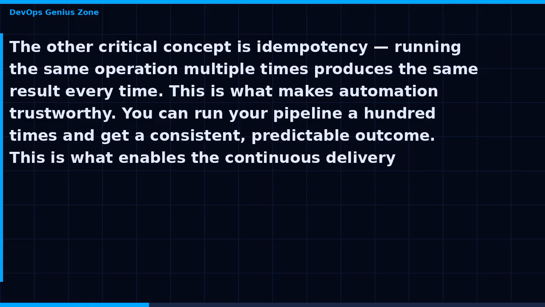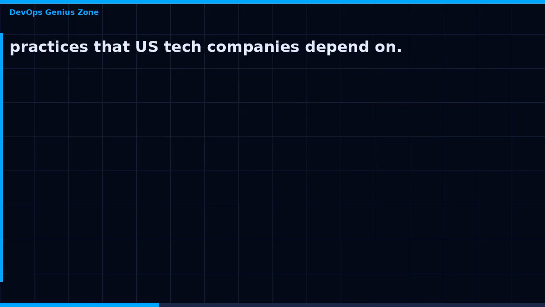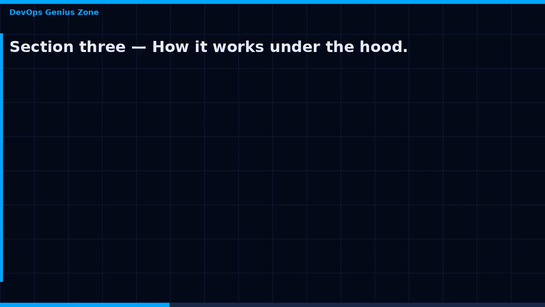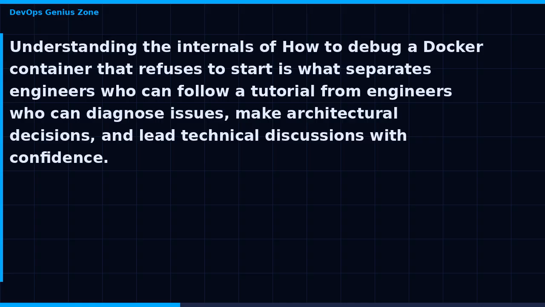Section 3: How it works under the hood. Understanding the internals of how to debug a Docker container that refuses to start is what separates engineers who can follow a tutorial from engineers who can diagnose issues, make architectural decisions, and lead technical discussions with confidence. When you interact with how to debug a Docker container that refuses to start, there is a control layer that receives your instructions, validates them, computes the difference between the current state and your desired state, and then executes the operations needed to close that gap.